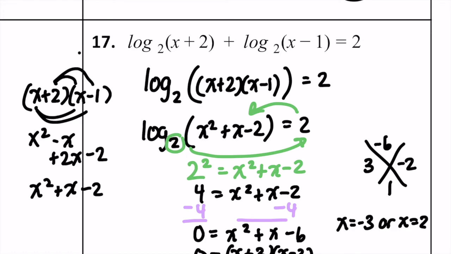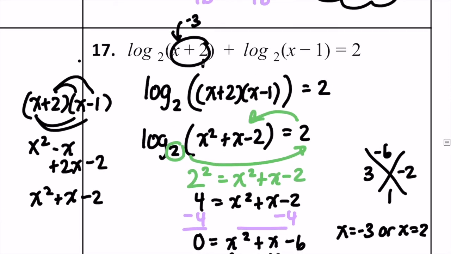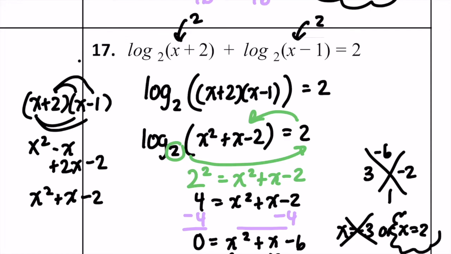I need to check these to make sure they work. So I'm going to check negative 3. If I plug in negative 3 here, oops, I have negative 1 inside of that logarithm, so that doesn't work. So x is equal to negative 3 is not an answer, and I'm going to cross it out. X is 2. 2 goes in here, and that's okay. That's 4 inside. 2 goes in here. That's a positive, so 2 is an answer for this problem.